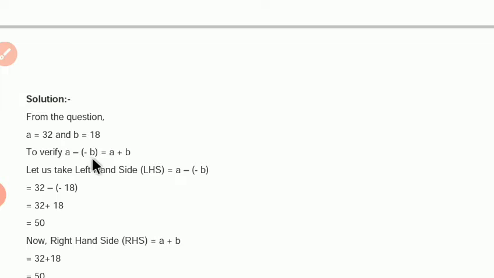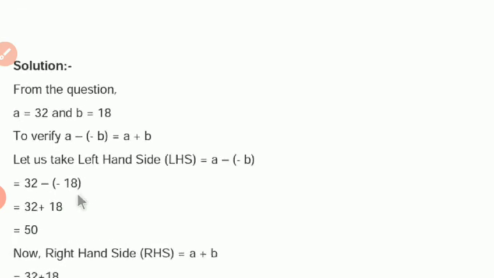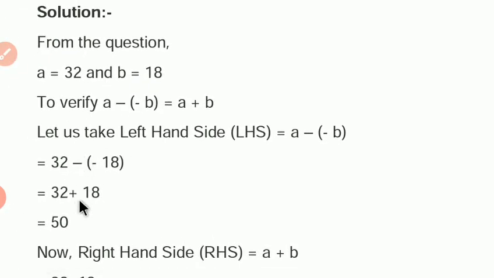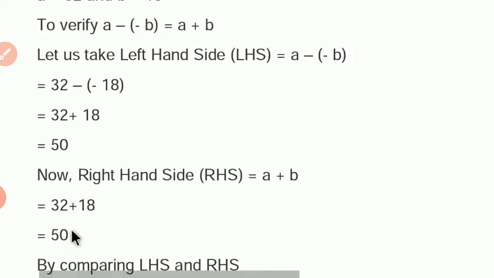So A minus of minus B is equal to A plus B. Let us take the left hand side first. This one is the left hand side and this is the right hand side. Left hand side is given as A minus of minus B. A value is 32. Now we will put the values of A and B. A is 32 minus of minus B, so minus 18. So 32, we know that minus into minus is plus. So 32 plus 18 is equal to 50.